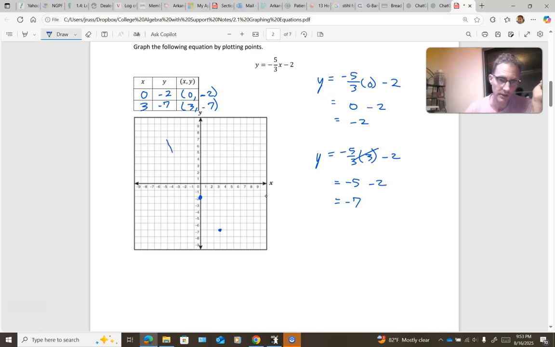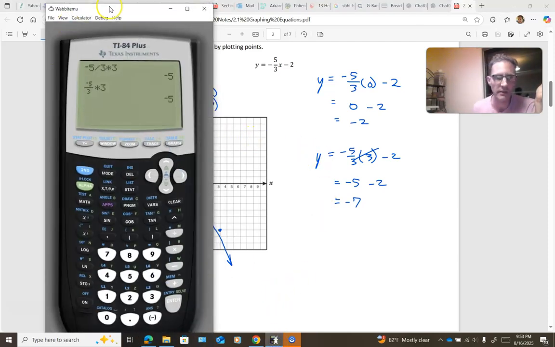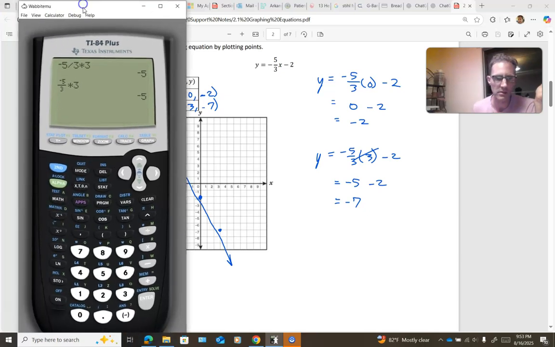And I'm going to sketch a line through those 2 points. Not a very good line, but a line nonetheless. Okay. All right, let's just verify this using the calculator. Some more practice. So I'll go back to y equals, and I'll type in -5 divided by 3. And I'll hit my X key, and then say -2. I'm going to go ahead and go to the table, so I'll hit second graph.